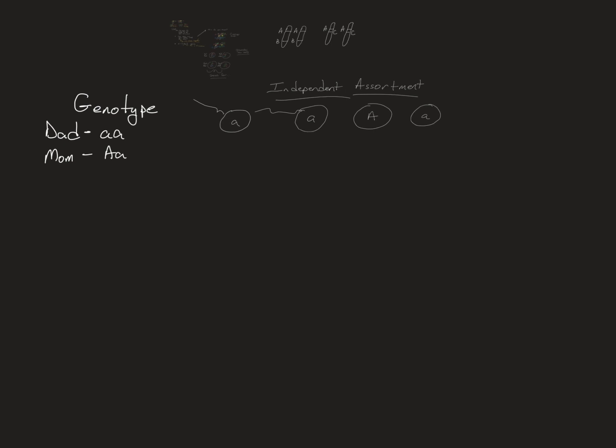Because mom and dad have this genotype, we're going to half it. That's the whole point of meiosis, to half the cells, half the DNA in the cells. Dad's only going to have a little a in each sperm. Mom is either going to have big A or little a. Well, how do we know what the odds are of you getting the dominant trait? And this is dominant recessive.